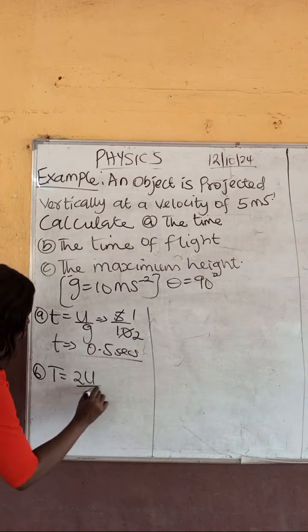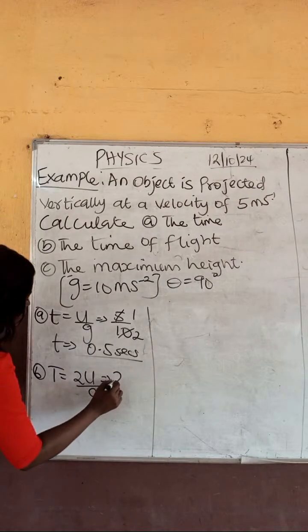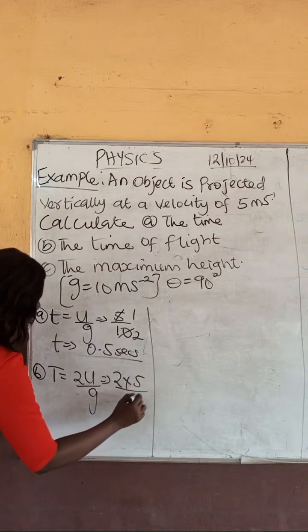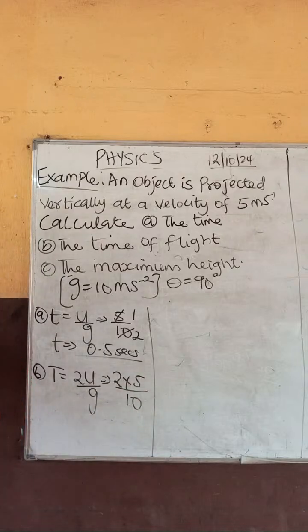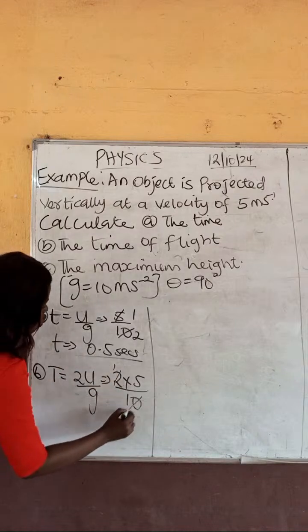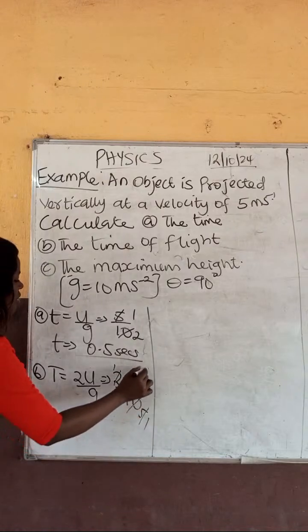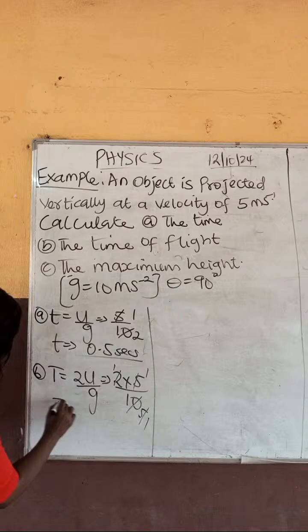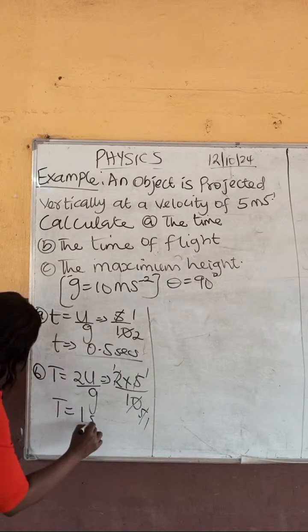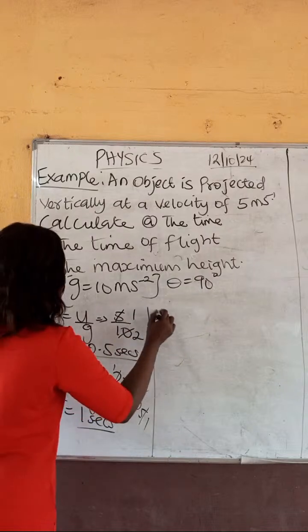So the next I'm going to do now is to get the time of flight. That is 2u over g. So what do I have? I will say 2 times 5 all over 10. Right? 2 into itself 1. 2 into 5, I have 5. 5 cancels itself, 1. So my time of flight becomes 1 second.